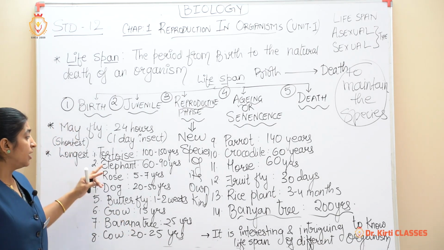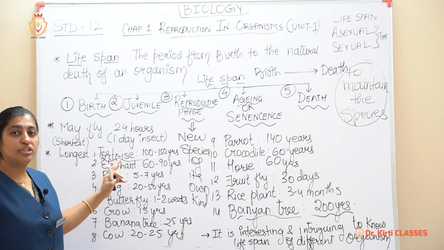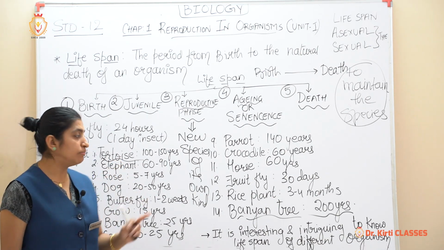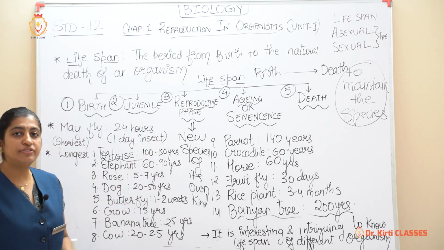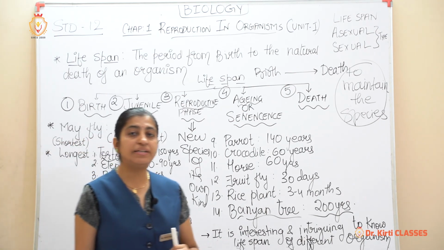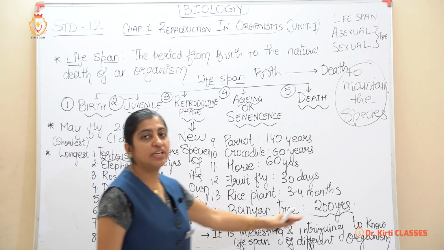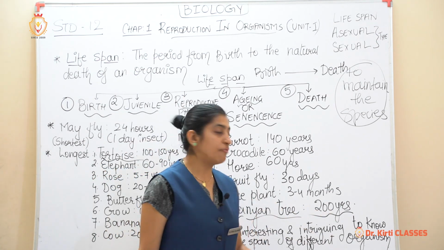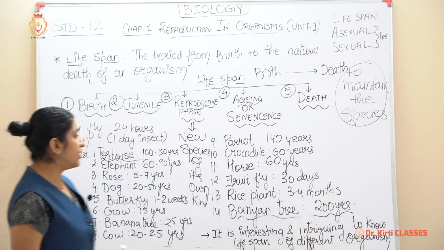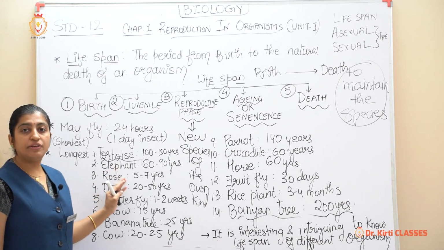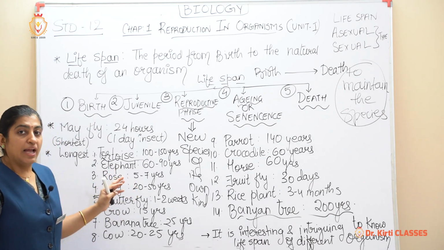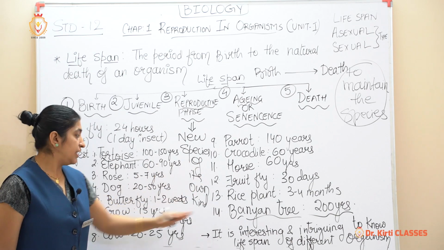I repeat again, the longest is of what? Tortoise. When we talk about the animal, it is 100 to 150 years, and when we talk about the plant level, the banyan tree is about 200 years. Rest of the examples I will tell you. Elephant, you just note it down. Elephant, 60 to 90 years.